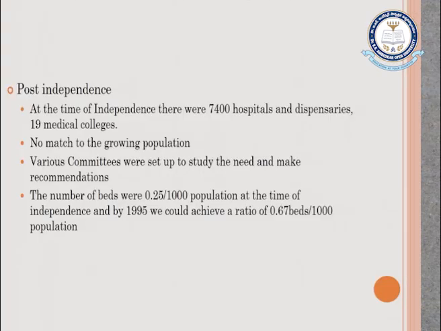Now, post-independence, this was all the work that was done before the independence, but what happened after the post-independence? At the time of independence, there were 7,400 hospitals and dispensaries and 19 medical colleges, no match to the growing population. Various committees were set up to study the need and make recommendations. The number of beds was 0.25 per 1000 population at the time of independence, and by 1995 we could achieve a ratio of 0.67 beds per 1000 population.